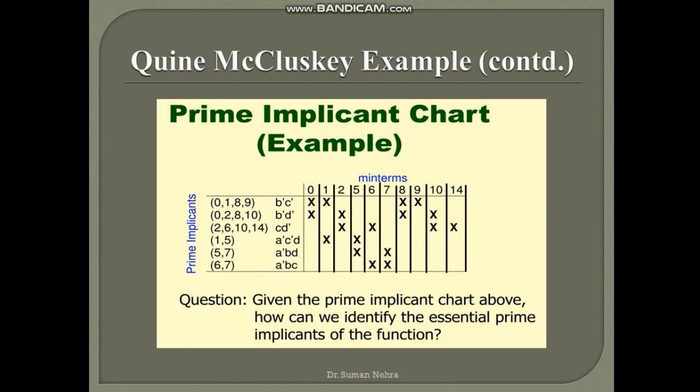Now all the pairs which are given in the function are written here, 0189, 028, 10, 26, 10, 14, 15, 57 and 67. Here all the pairs are written and the minterms which are given in the question are also written in this form. Now we will put a cross mark under the minterms which are in this group 0189. We will put a cross here.